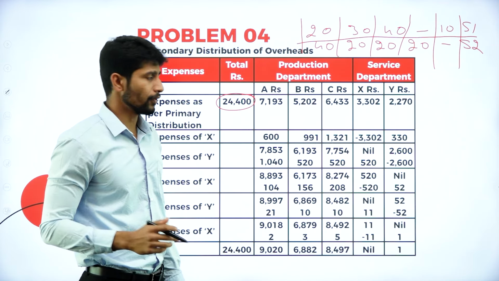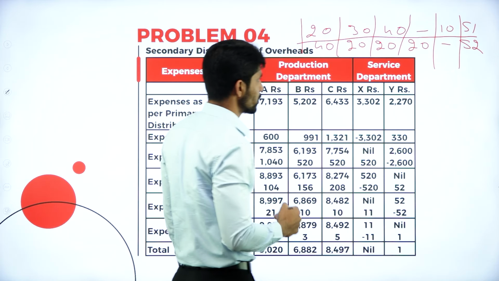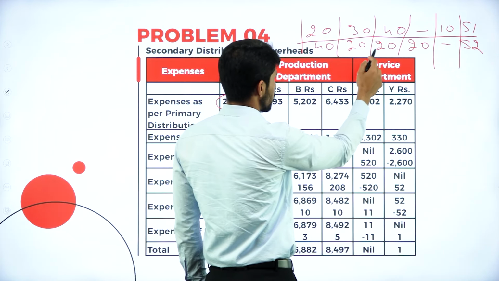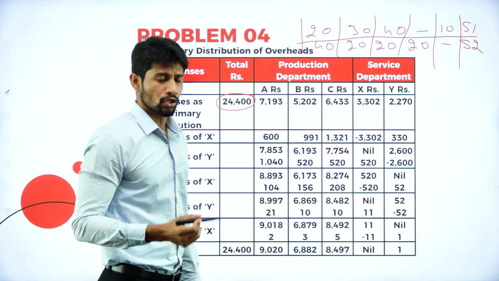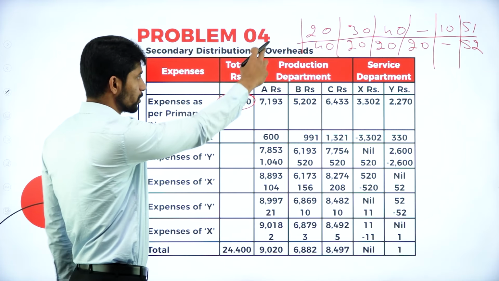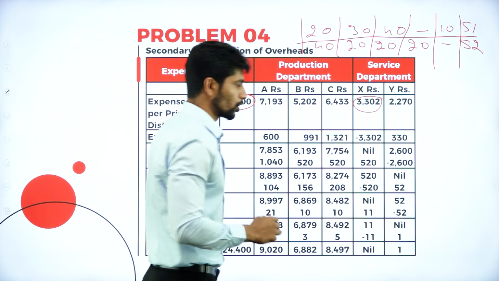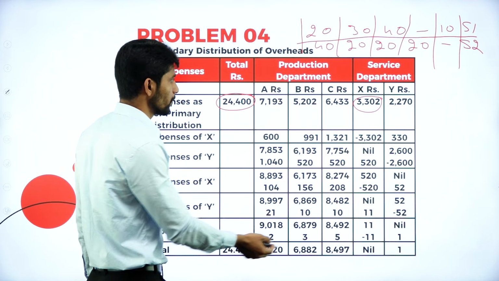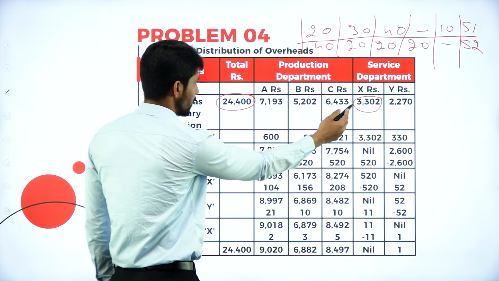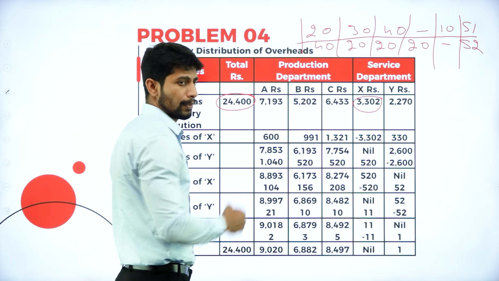So service department 1 ratio is 20:30:40:10. Service department 2 is 40:20:20:20. So whatever the expenses available, we are supposed to distribute those expenses based upon this percentage. So first take 3,302 from service department X and distribute among production department A, B, C and service department Y.